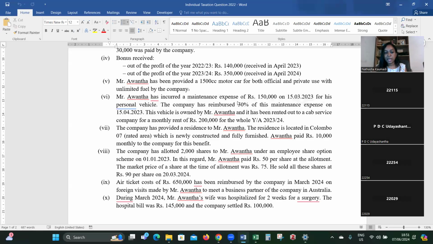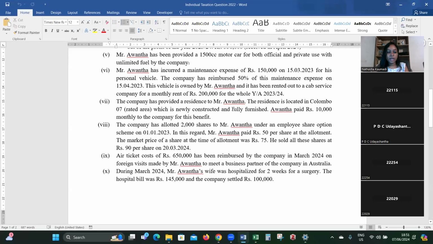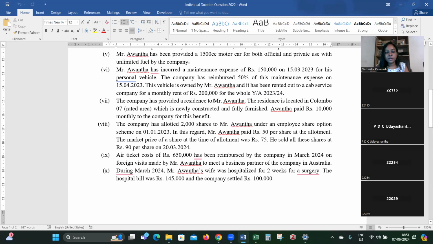It's a benefit. And again, it says Mr. Avantha has given this vehicle on rent to this cab service company. So we have to see that benefit as well. And then the company has provided a residence to Mr. Avantha. The residence is located in a Colombo 7 rated area, which is newly constructed and fully furnished. So this is a residence benefit coming under non-cash benefits. And it says Avantha paid 10,000 monthly to the company for this benefit.